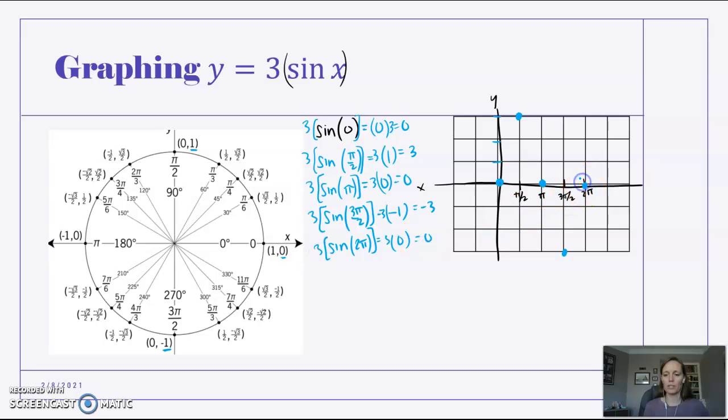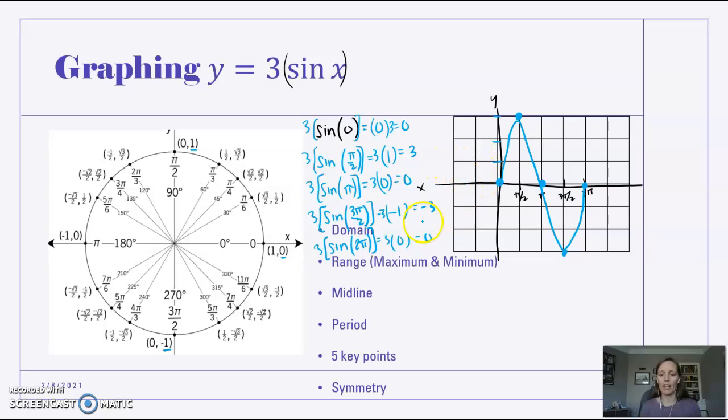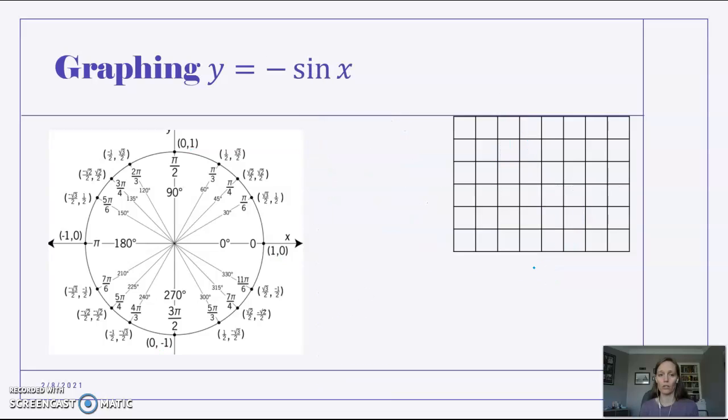So what you'll notice about this graph is that it's taller, right? It's stretched out a little bit, but it's still the same shape. It still has the same period. The only difference is that your range has changed from negative 1 to 1 to now negative 3 to 3. So having that number in the front is going to change your range, and it's going to make your graph stretch out and look a little bit taller.